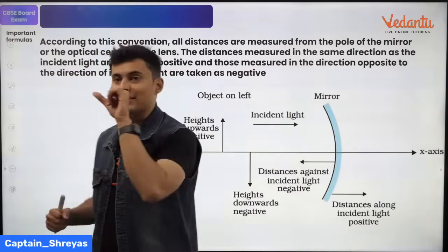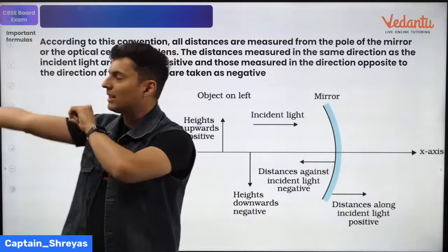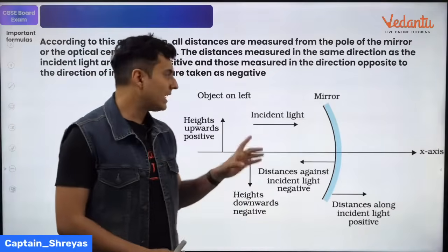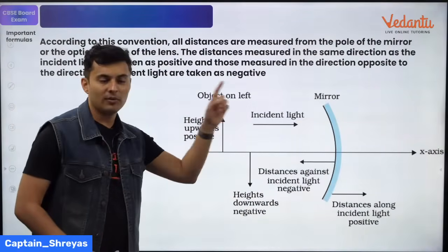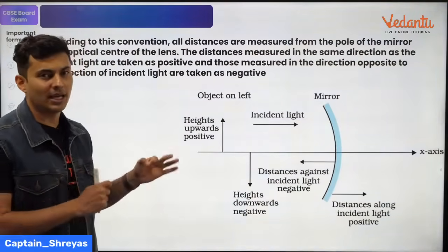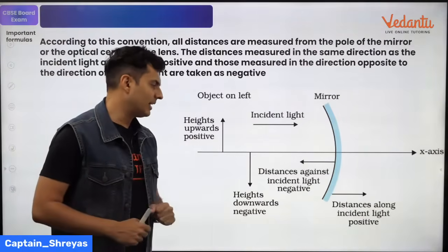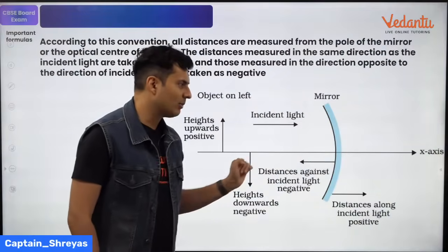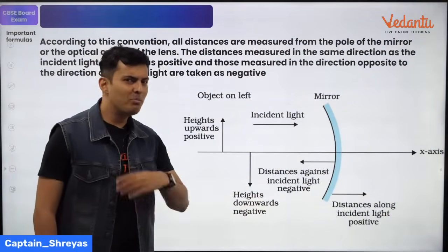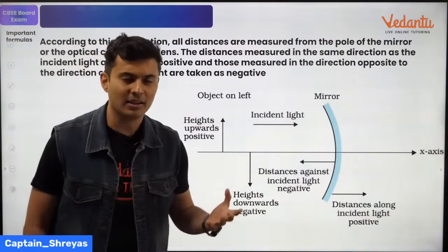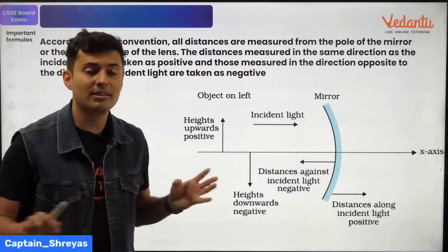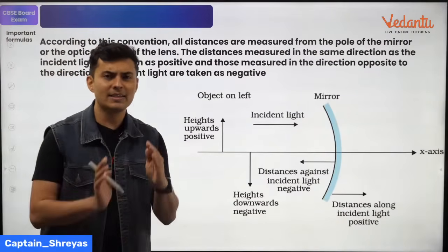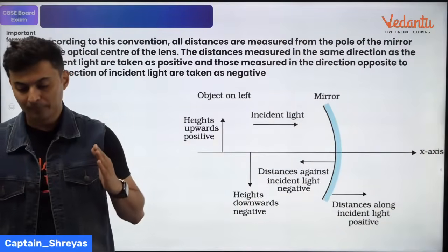If light is coming incident like this, then that side is positive. So the incident direction of light is the positive direction. Opposite to the incident light will be negative. So this side will be negative, that side will be positive. Be it a mirror, be it a lens, be it anything, a combination of lens and mirror, doesn't matter. Always go with the incident light only.